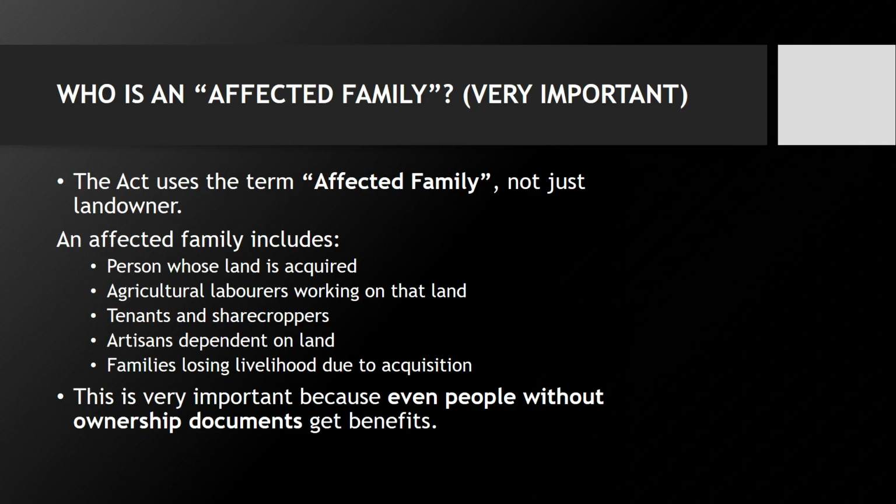So an affected family includes a person whose land is acquired. This is the landowner. Another is an agricultural laborer who was dependent on that land, also treated as an affected family. This is the beauty. Tenants and sharecroppers. Suppose he was living on this land, so his interest will also be included as an affected family. Then artisans dependent on land, families losing livelihood due to acquisition. Suppose my livelihood was dependent on the land by some means, so I am also eligible as an affected family.